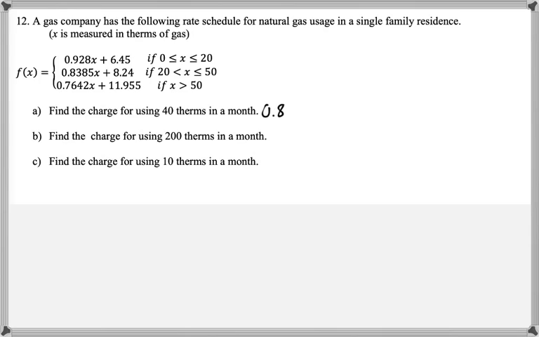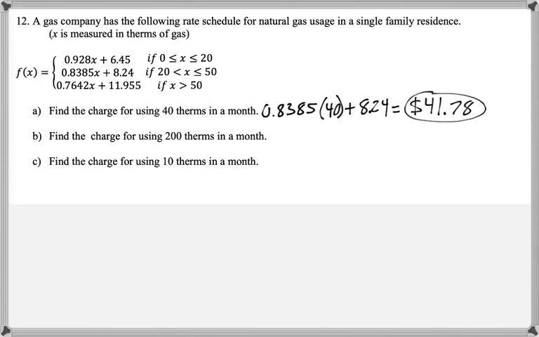So 0.8385 times 40 plus 8.24, and that's going to be $41.78.